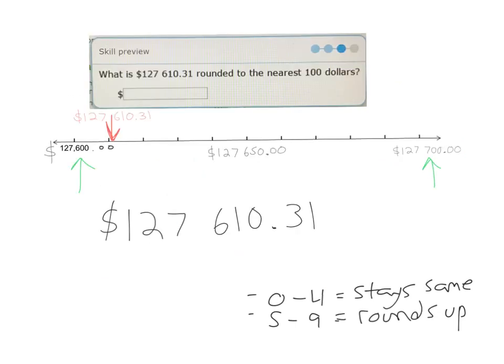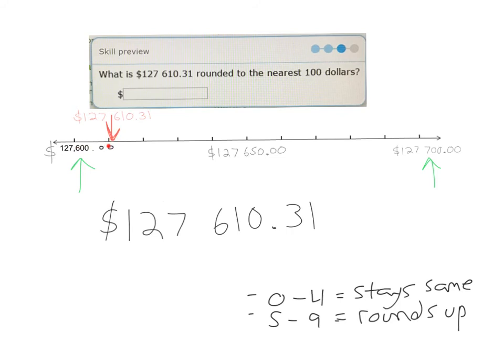This example says, what is 127,610 and 31 cents, or dollars here, rounded to the nearest $100? So I've written $127,600 on this end of our number line, $127,700 on the other. So really it's between $600 and $700. We're going to the nearest 100. And then I've done it by $10 increments.